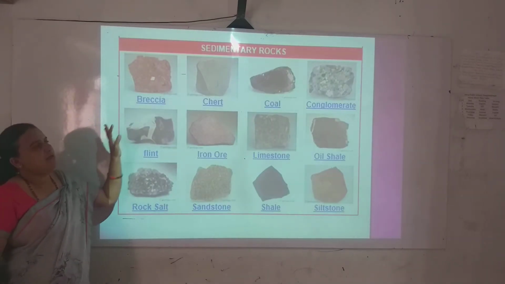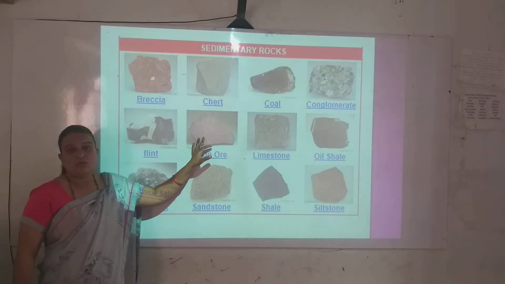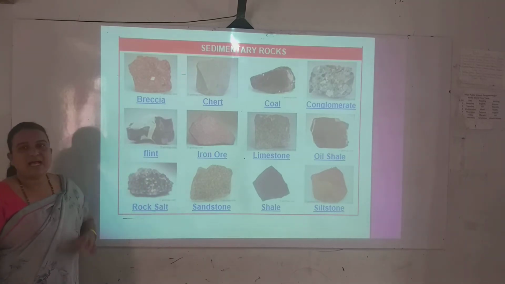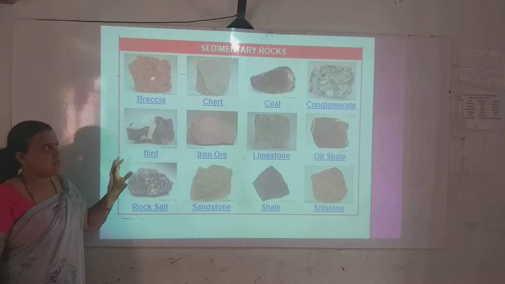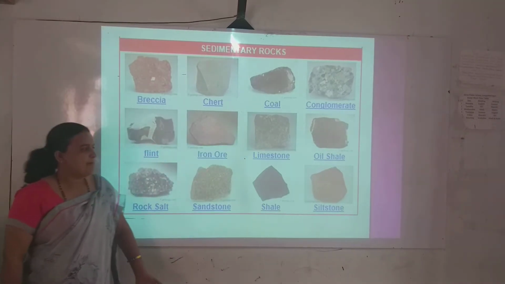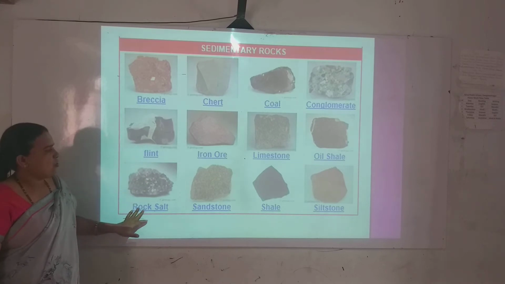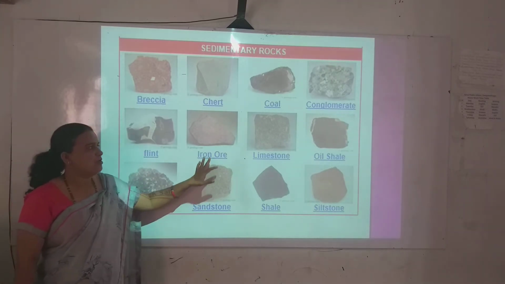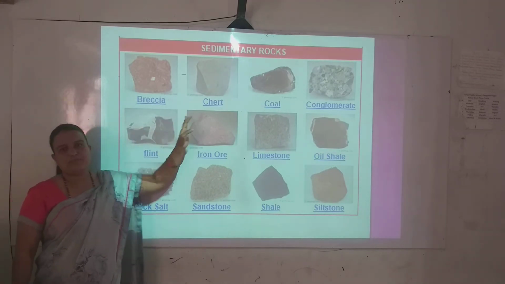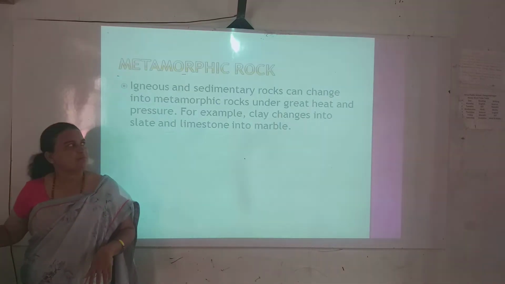So sedimentary rocks are not as hard as igneous rocks. Coal is a daily life example, as well as rock salt, sandstone, iron ore, and limestone. These are some of the examples of sedimentary rocks.